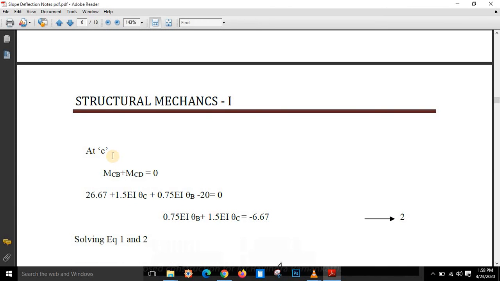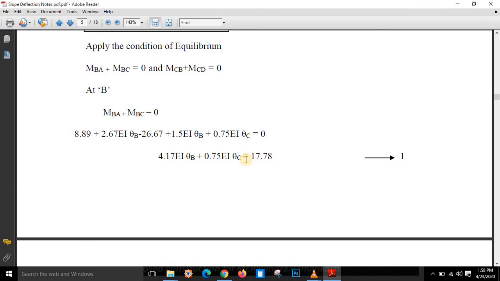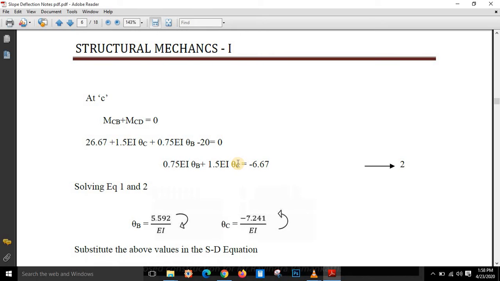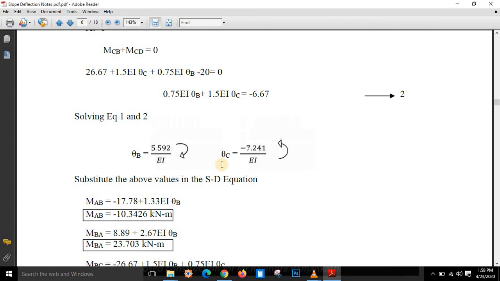Similarly at joint C, in the same way I am going to apply the equation. I am going to substitute the MCB and MCD equations to get the final equation like this. Now you can see theta B and theta C are the two unknowns. So I have two unknowns and two equations. After solving these two equations, I am going to get theta B and theta C.